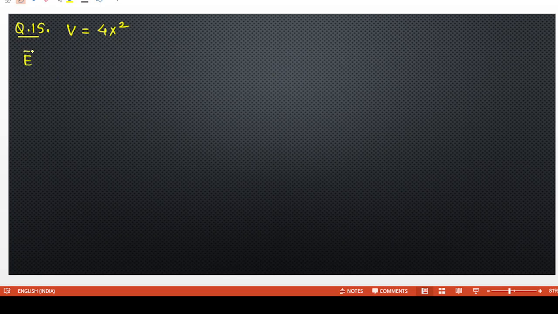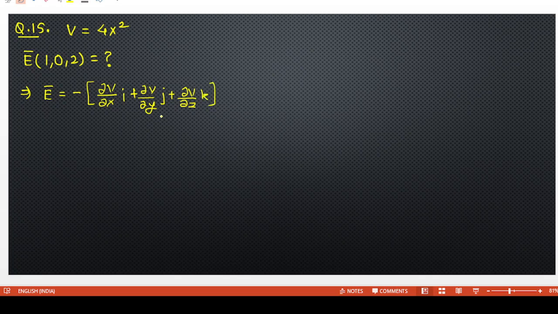What is asked? Electric field at point 1, 0, 2 equal to question mark. This is an easy question. How to find electric field? E is equal to minus, in the bracket, dou V by dou x into i plus dou V by dou y into j plus dou V by dou z into k. But because it is a one dimensional case, you can directly write electric field E bar is equal to minus dV by dx. It's a one dimensional case.